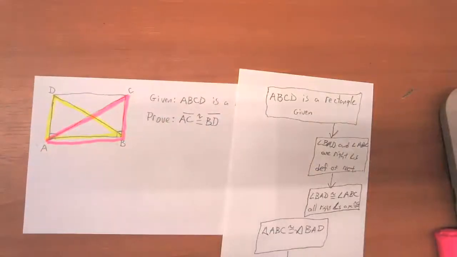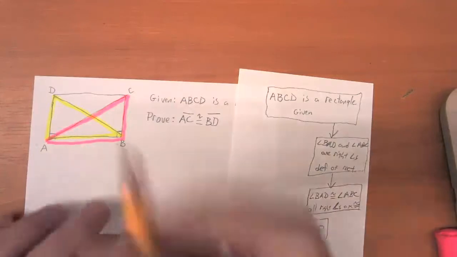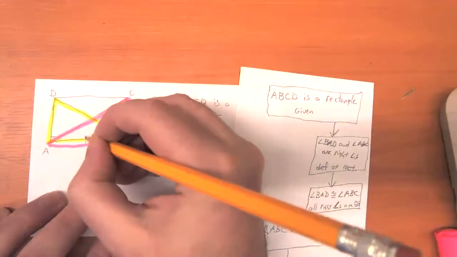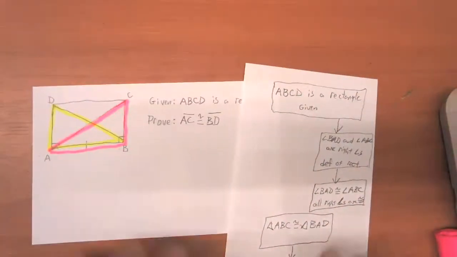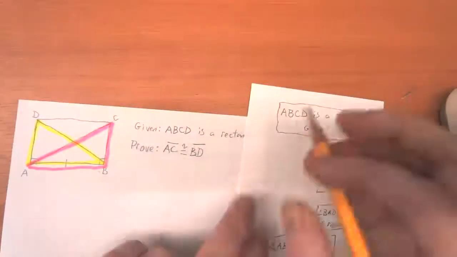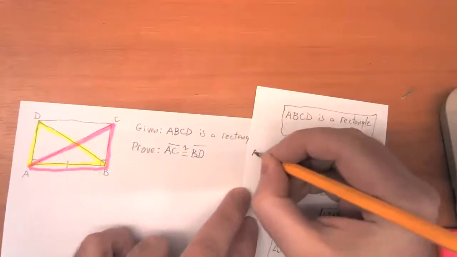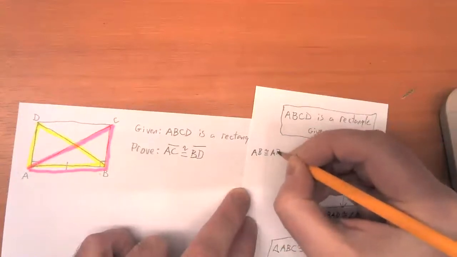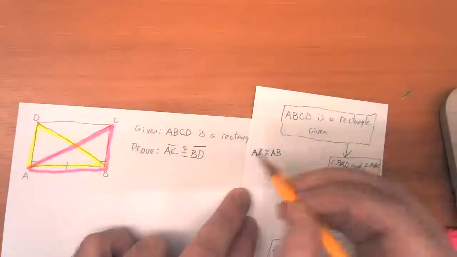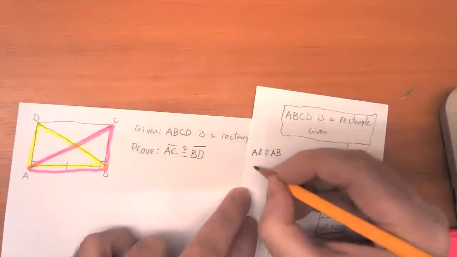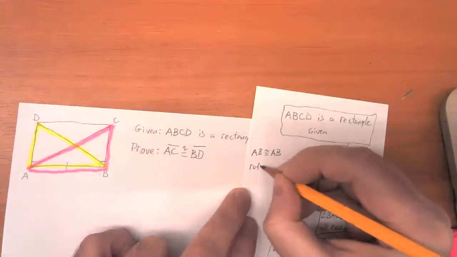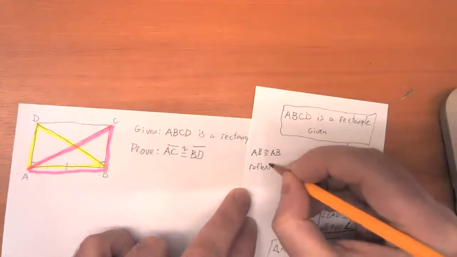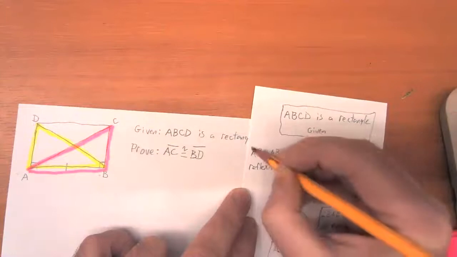What else do I know about those two triangles as far as corresponding parts being congruent? Well, some people might be shouting out that side right there. So that side is going to be congruent to itself because that's in both of the triangles. So AB is congruent to AB. And what's the reason we give when we say that something is congruent to itself? It's like a reflection. So we call that the reflexive property.